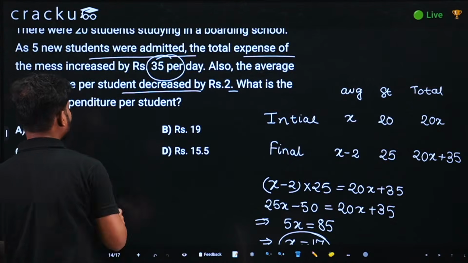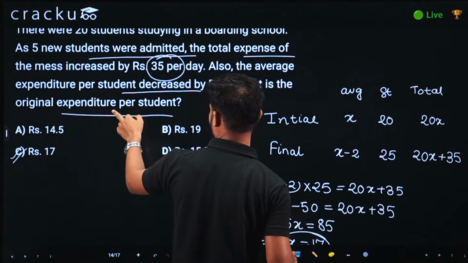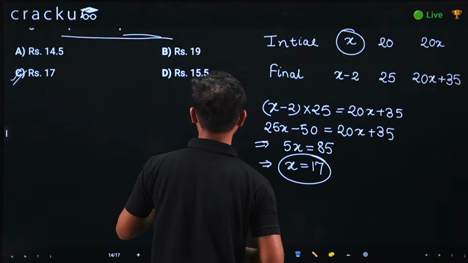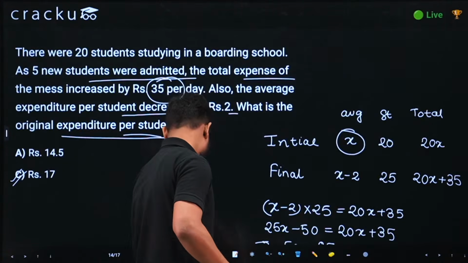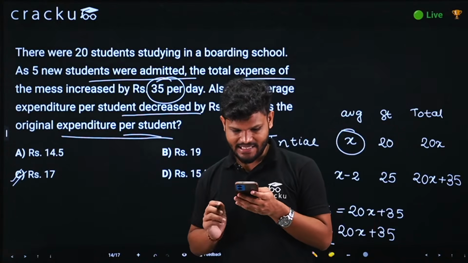Why? Because we are asked the original average expenditure, or the expenditure per student. We had assumed it as x and the value of x became 17. So the answer to this question is 17. Let us see who has given the correct answer. Again, Priya has given the correct answer.